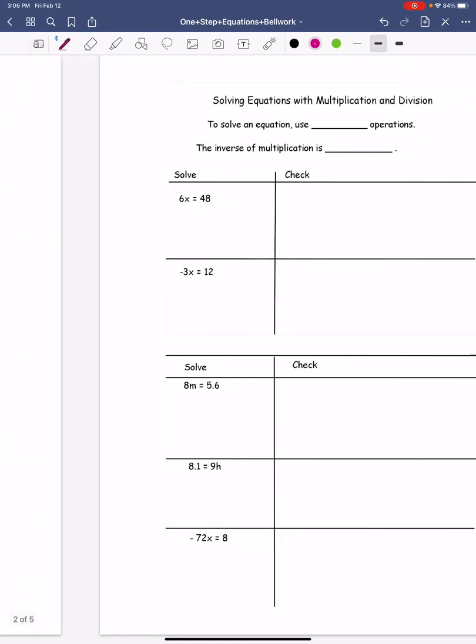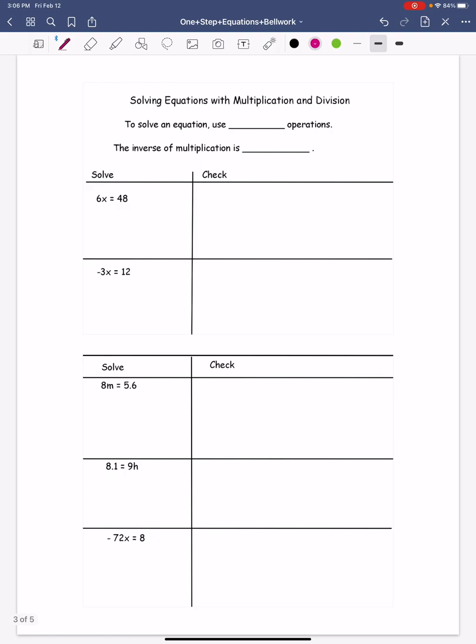Going on to the next page, we're switching gears here. We're going to multiplication and division. So to solve an equation, we use inverse operations, or opposite. And the inverse of multiplication is division. So we'll do one example on this, and then we'll move on, and you guys can try these on your own.